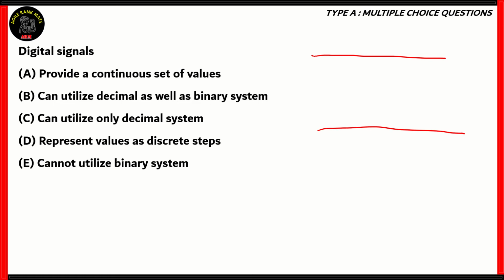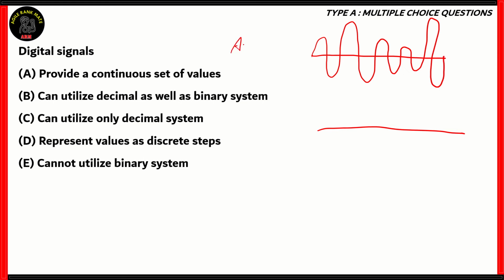Now, in an analog signal, you have a continuous signal with varying amplitudes. This is analog. On a digital signal, you have two states, on or off. So the steps are discrete, and you can definitely use this in the binary system. However, you cannot use it for any other system because there are only two steps.